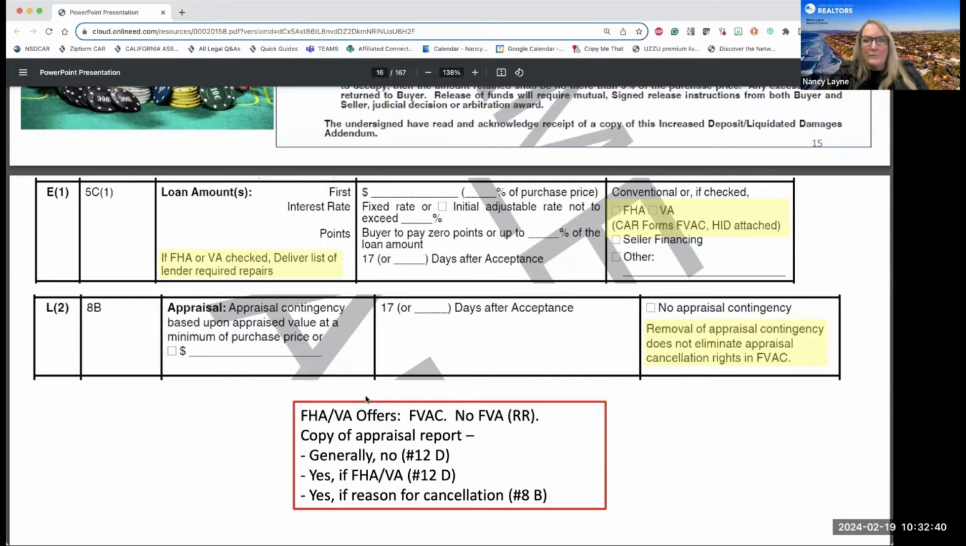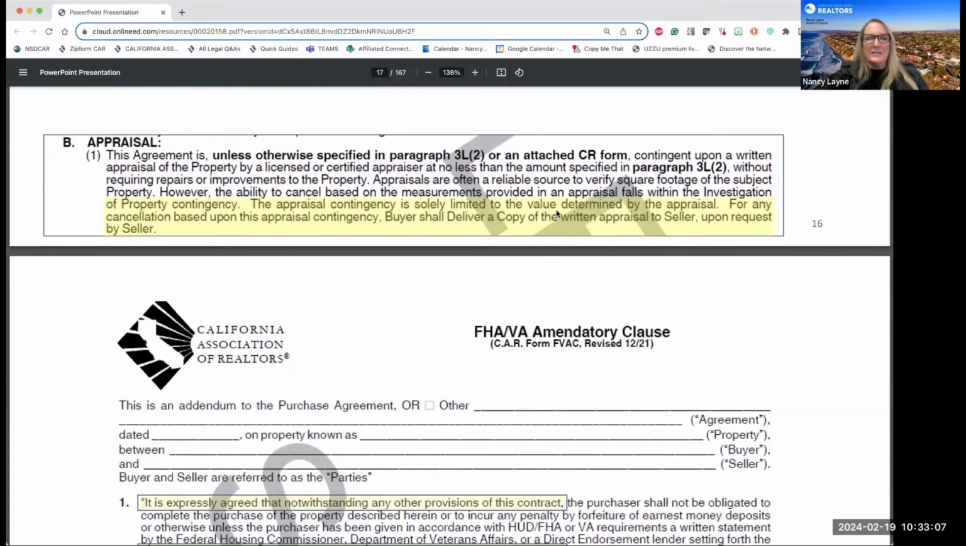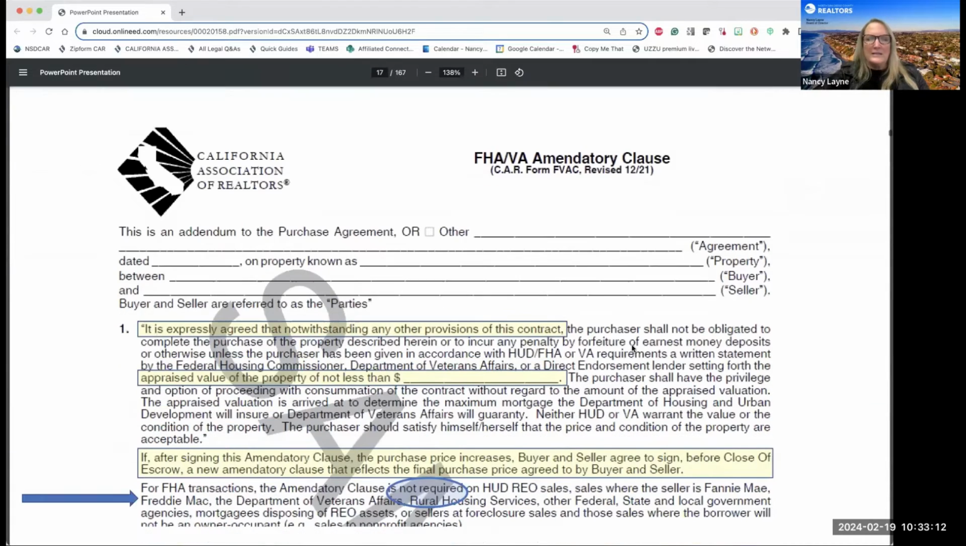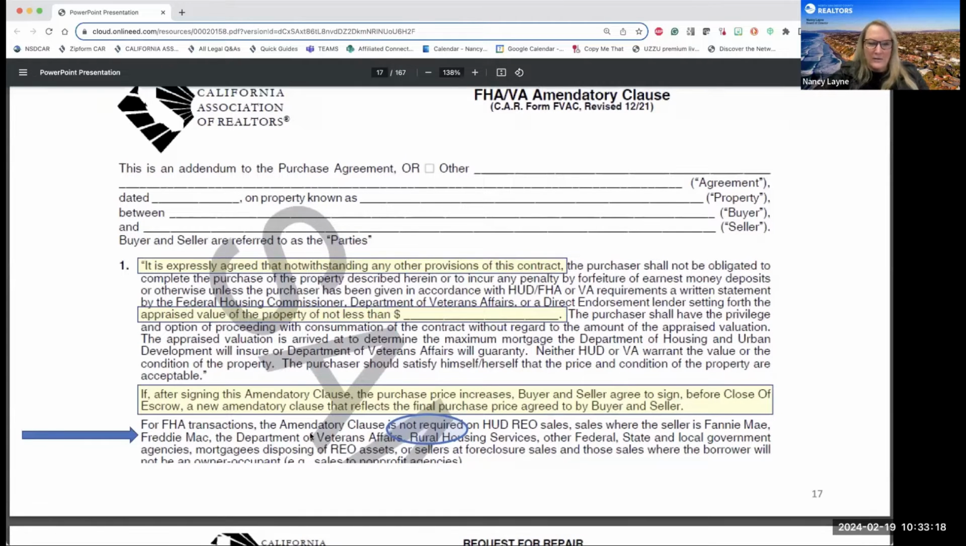It doesn't preclude them from, if they've decided they still want to purchase the house, making that difference in payment to match that appraisal. They can still do that, but they aren't required to close if that appraisal doesn't come in. So just remember that it's a right that they have, but it's also something that you want to keep in mind if, again, that's important to your seller. And that's basically the appraisal contingency is limited to the value determined by the appraisal. So again, that cancellation right stays in place for the FHA VA, a mandatory clause. It's clarified here in this form as well.